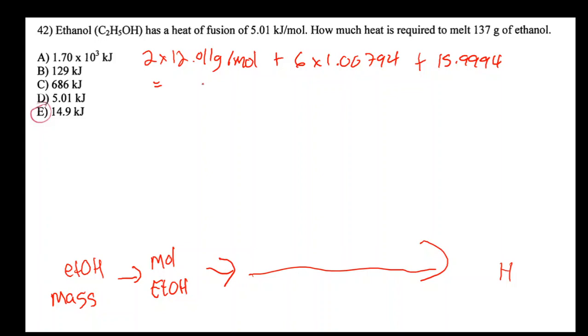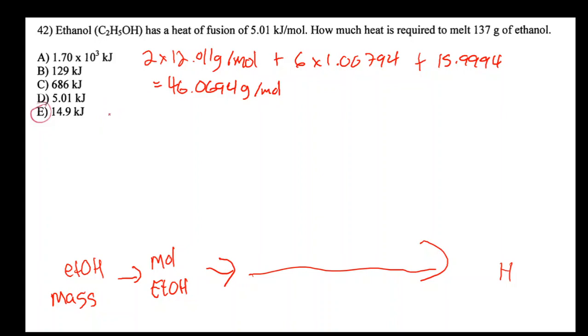I recall that comes out to like 50? 46. 46? Yeah. 46.0694 grams per mole. Next, we can go to mass.